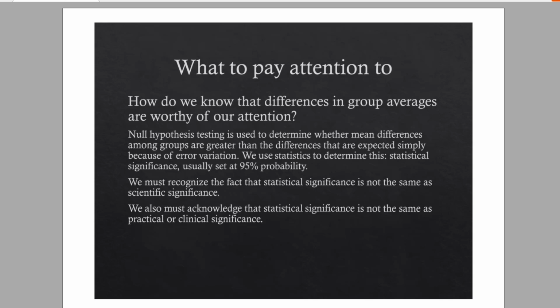But like you said, negative 0.76, those averages, how big are they? Are they significant? And in what way are they significant? So what do we decide to pay attention to? And how do we know that differences in group averages are worthy of that attention? So in statistics for quantitative research, we use null hypothesis testing to determine whether mean differences among groups are greater than the differences that you would expect given the average error variation. And we use statistics to determine this. So usually statistical significance is set at 95% probability.